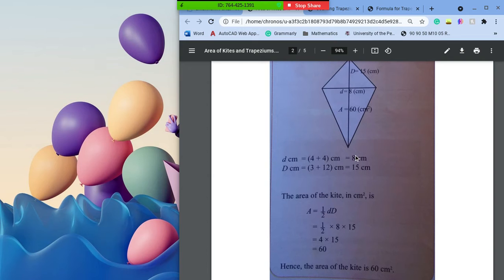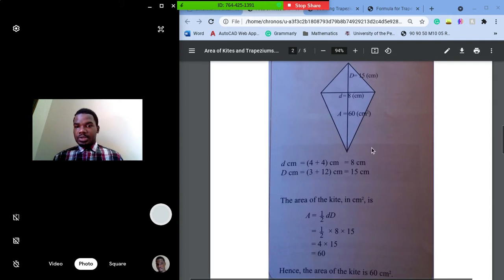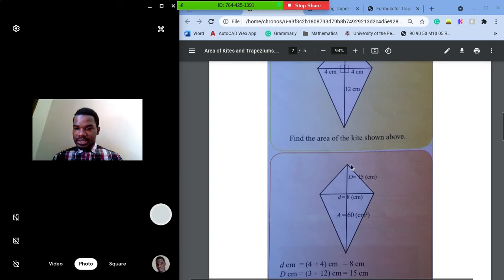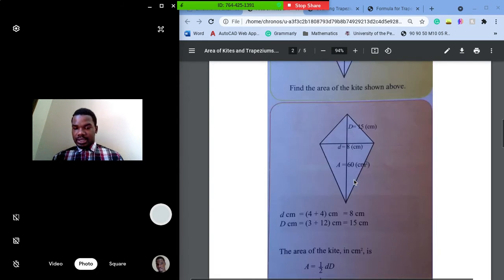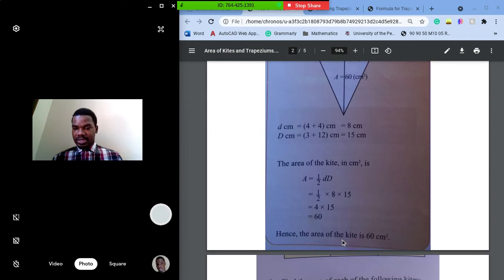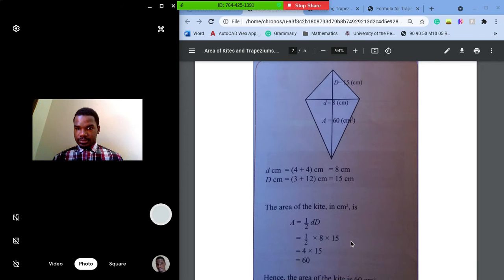Right. So yesterday we were to move on to another topic, but because of the internet issues, we're just making sure you understand how to calculate area. So we have this lovely little kite here, and we were given the distance of 4 centimeters plus 4 centimeters. That would have given us the distance d, and we're given 3 centimeters plus 12. That would have given us the big distance of 15 for a capital D. Then we use the formula of a half d times D, which is going to be a half times 8 times 15, which gives us 60 centimeters squared for the area. Clear, Corey? Yes, sir. Alright, good.